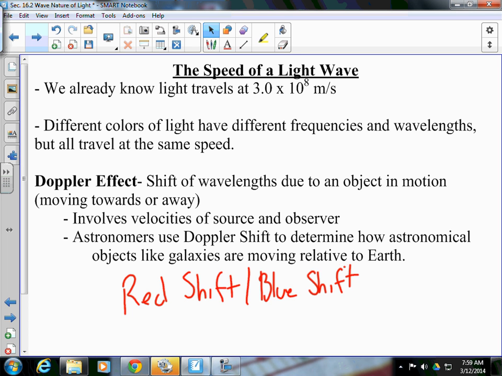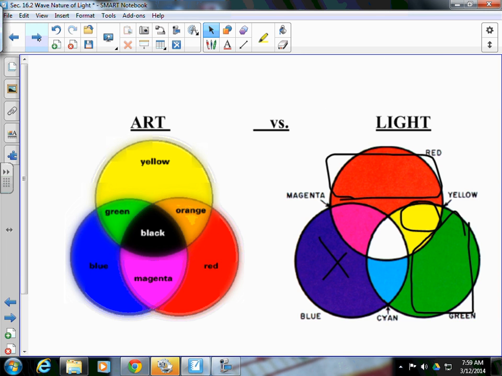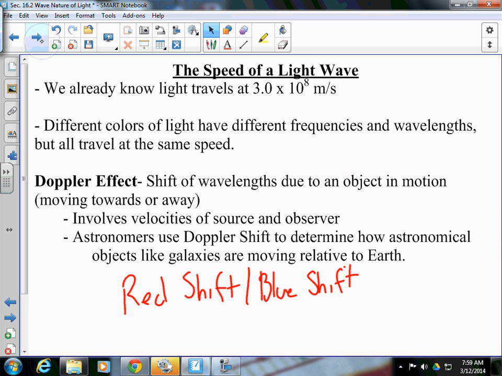Now we go back to the very first slide we were talking about. Violet is the shortest wavelength. So if something is moving towards you, it has blue shift. If something is moving away from you, since red is a longer wavelength, it's going to appear tinged in red. So that is our red shift, blue shift.